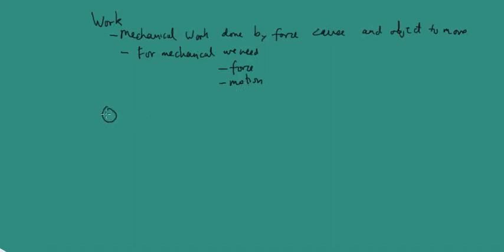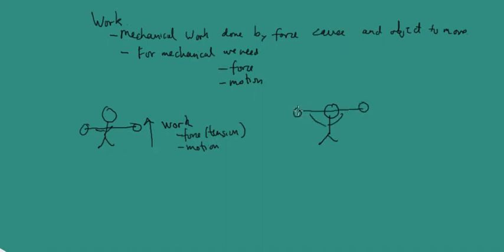So if we think about a weightlifter, and the weightlifter is lifting a weight up, there's mechanical work. There's the force from the muscles, the tension in the muscles, and there's motion. But when the same weightlifter is now holding the weight above their head, there's no work. Even though the weightlifter is putting a lot of effort in to hold this weight above their head, there's no motion, so there's no work.